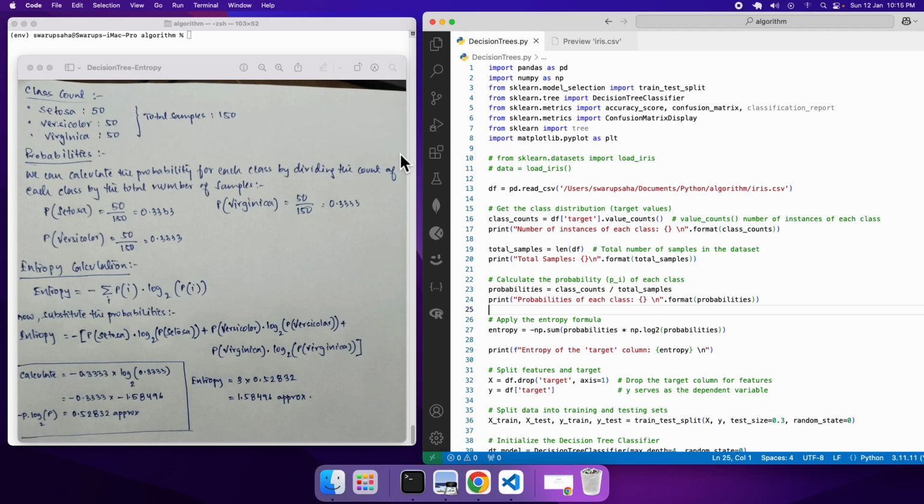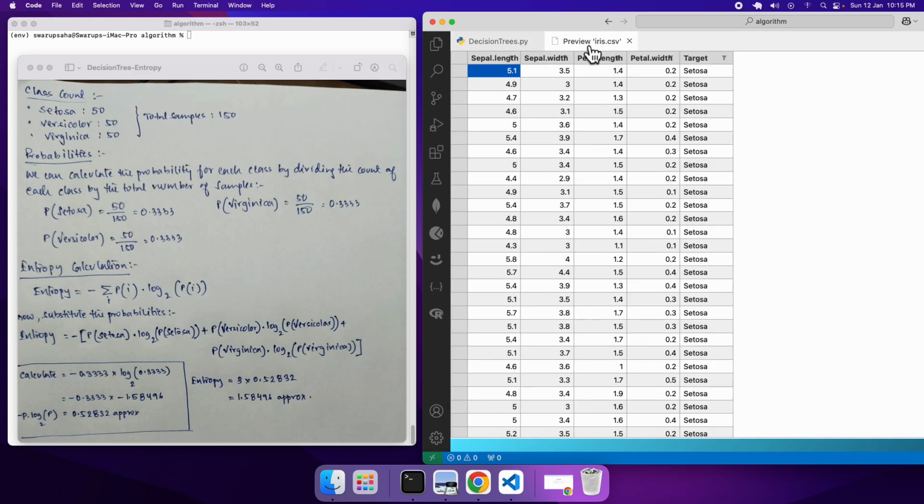So over here, in context to decision tree, I'm going to use the Iris dataset, which is very popular, and I have already downloaded the dataset and kept it inside my system. Or if you wish to use the preloaded Iris dataset present inside sklearn, that also you can use. But I downloaded it so that I can show you right over here.